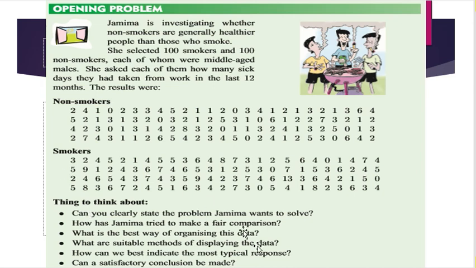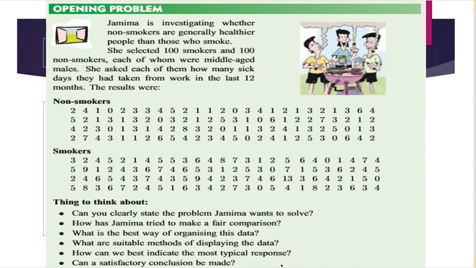Here are the things that we are being asked to analyze. Do you think we can clearly state the problem Jemima wants to solve? With the data she has, can we clearly state the problem she wants to solve? The second question is, how has Jemima tried to make a fair comparison? How can we say that it's a fair comparison for both non-smokers and smokers?